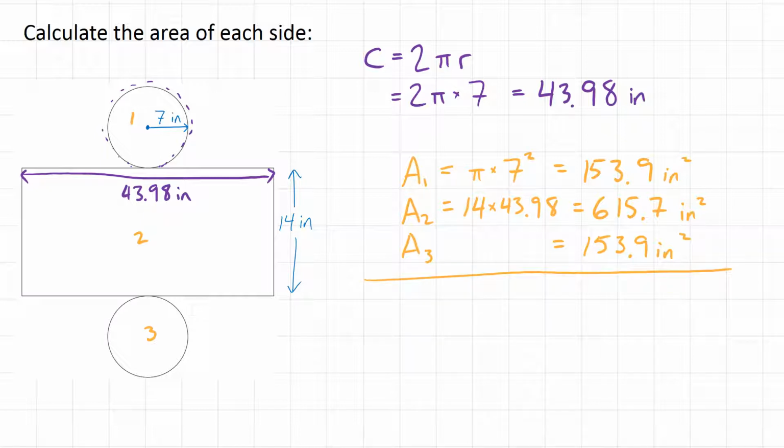Now we can add those three things together to get the total surface area for a total of 923.5 square inches, or rounding to the nearest square inch, we could get 924 square inches.